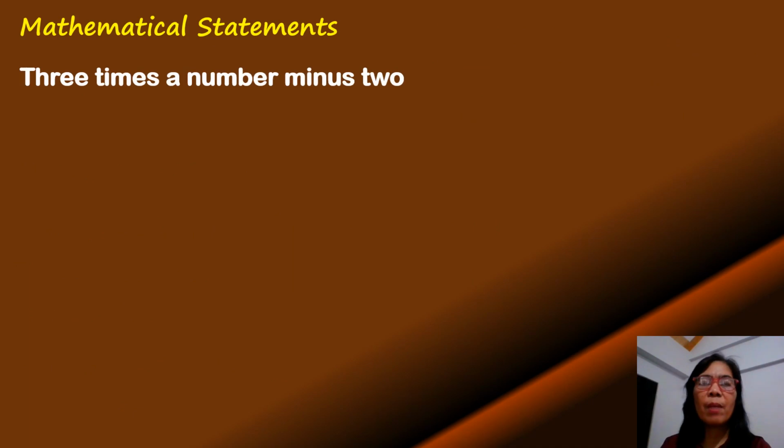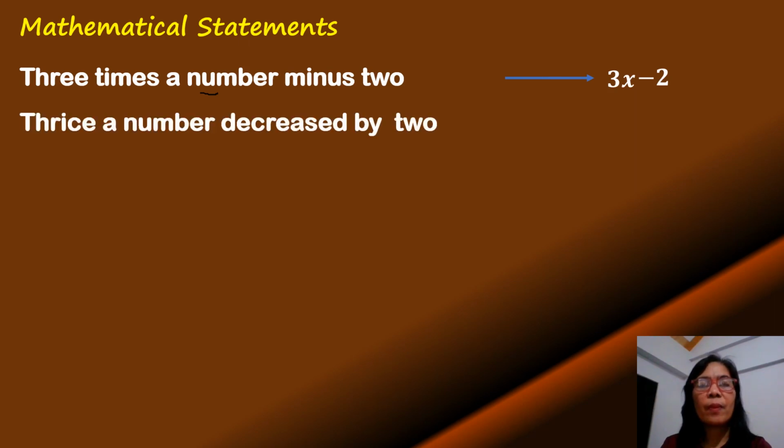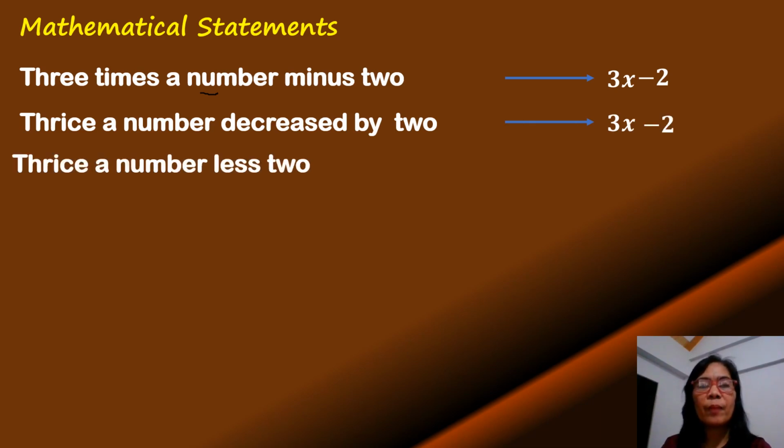3 times a number minus 2. If we're going to represent this number by a variable x, we'll have 3 times x is 3x minus 2. Thrice a number decreased by 2. Thrice means 3 times. So again, thrice a number would mean 3x or 3 times x decreased by 2, it is minus 2. Thrice a number less 2. So thrice a number is 3x less 2. That means we subtract 2.